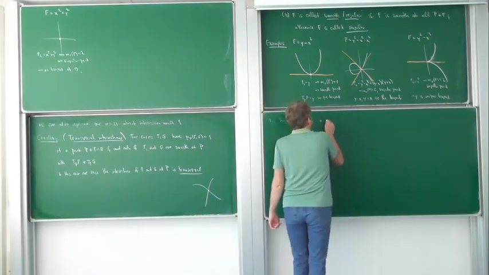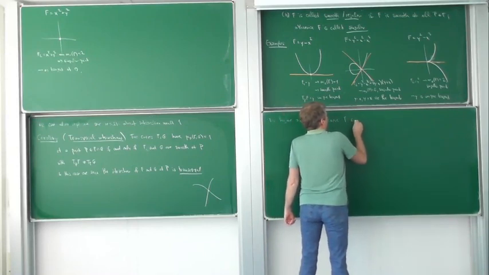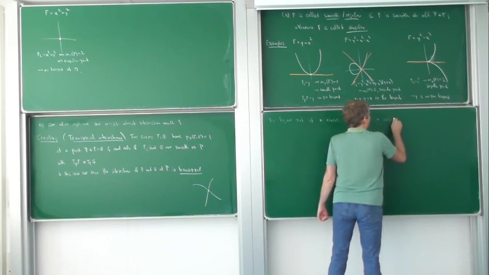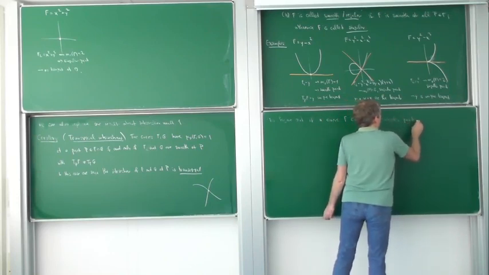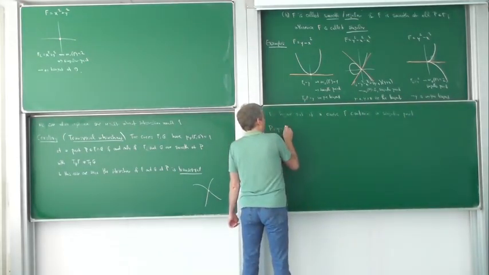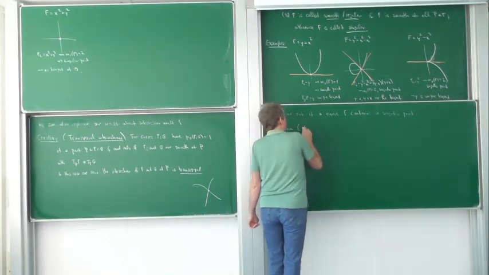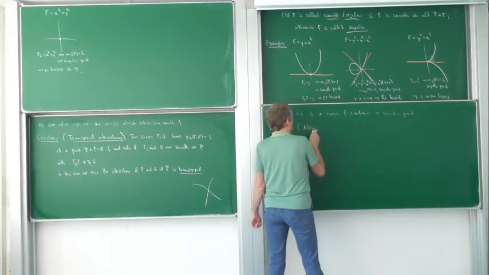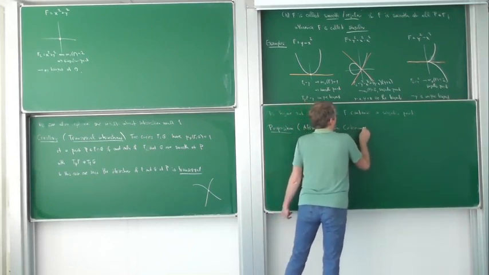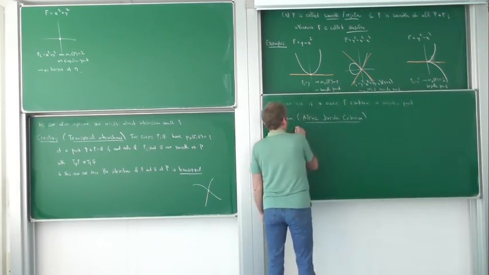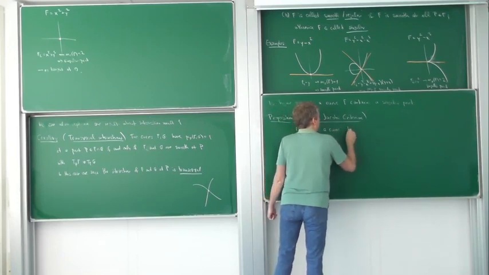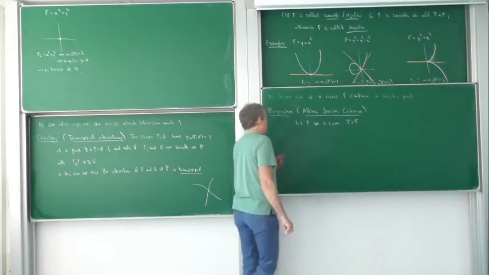So say to figure out if a curve F contains a singular point, there's the following proposition. It's called the Jacobi criterion. And there's various versions. So here it's the affine one. We'll see a different one later. And that has the following. So let F be a curve. And say P is a point on F. And then there's two parts.